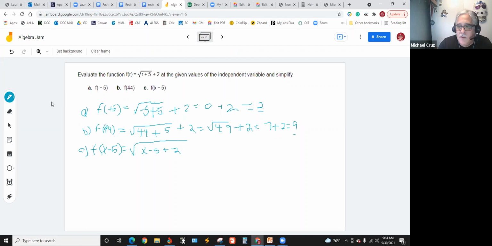And the plus 2 is not on the inside, is it? It's plus 5. And then plus 2 is on the outside. So the 5 and the negative 5 take each other out, so it's just the square root of x plus 2. All right, any questions about that?